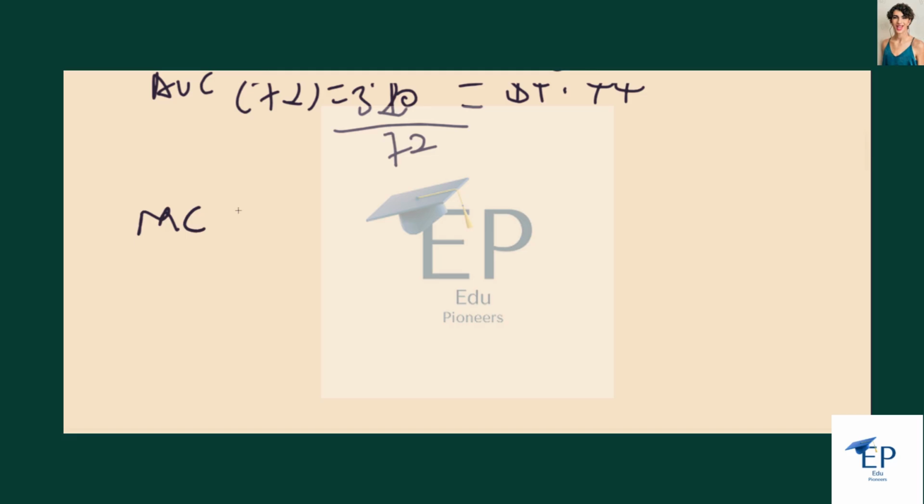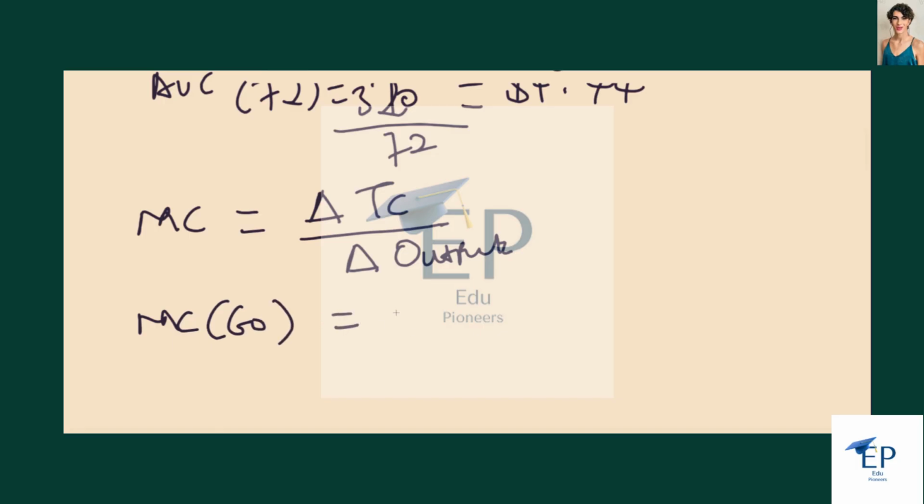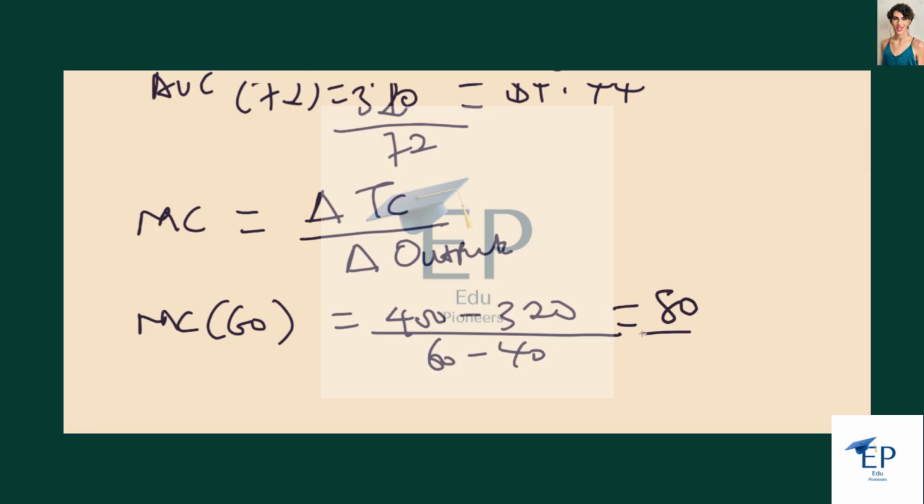So now we're going to find the marginal cost. The marginal cost is an addition to the total cost when an extra unit of output is produced. So this is the change in total cost divided by the change in output. Right. So the marginal cost of 60 haircuts is 400 minus 320 divided by 60 minus 40, and that's 80 divided by 20, which is $4.